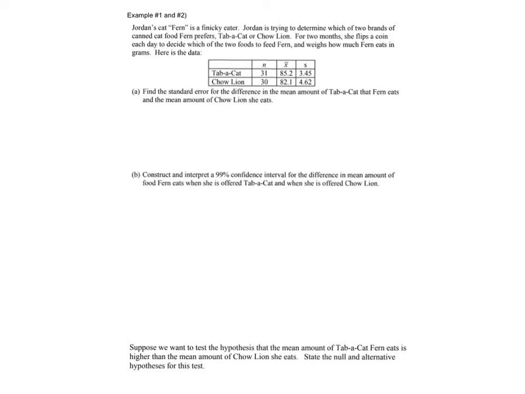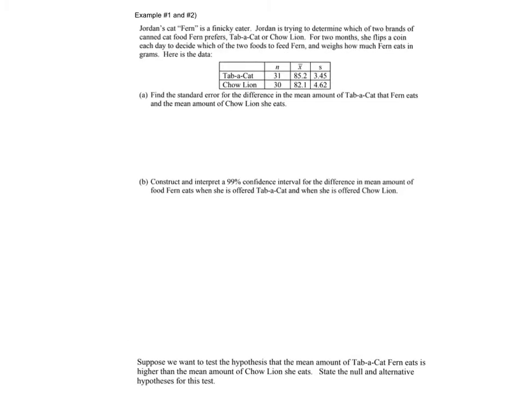So that's what some of the pieces will be. Reading through this one, Jordan's cat Fern is a finicky eater. Jordan is trying to determine which of the 2 brands of canned cat food Fern prefers, Tabcat or Chow Lion. For 2 months, she flips a coin each day to decide which of the 2 foods to feed Fern and weighs how much Fern eats in grams.